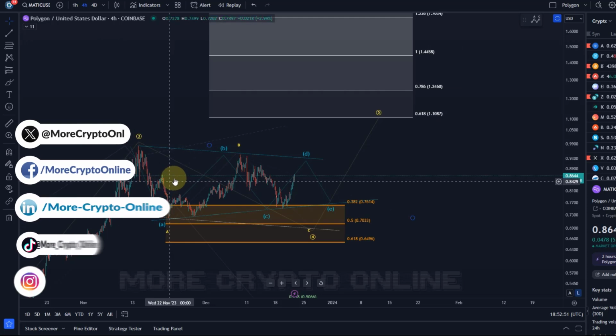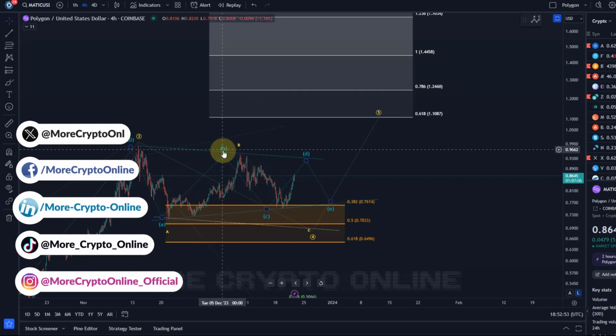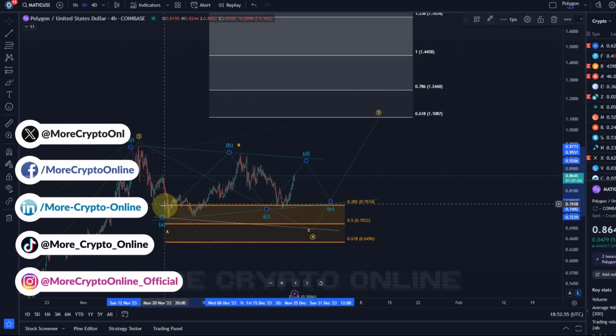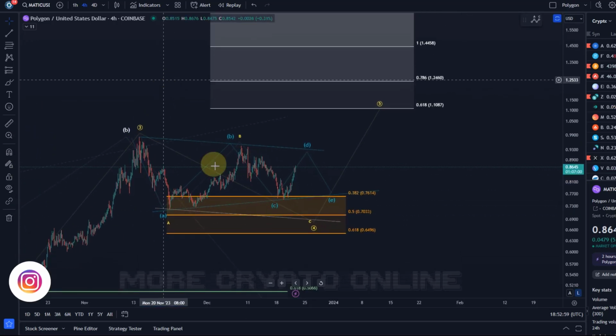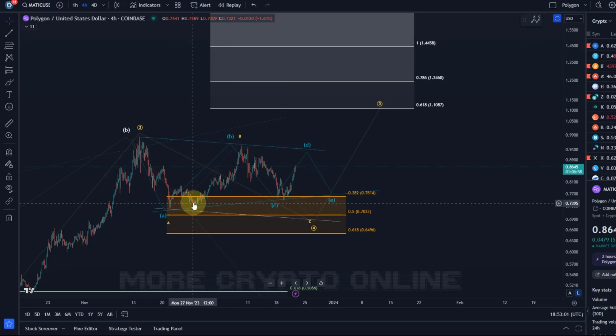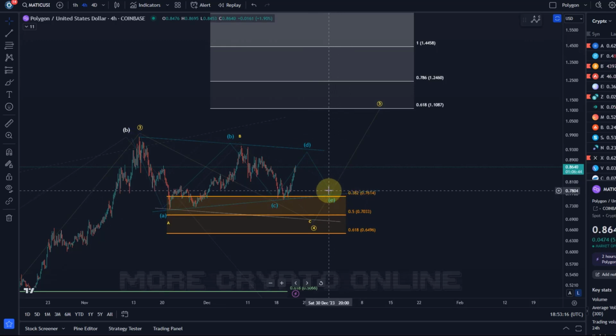MATIC currently follows nicely this triangle wave count, this triangle scenario I started to share with you yesterday. It reacted again to the support zone, and it had that triangle look. So again, it's still too early to confirm a triangle, but it really looks like one. So I'm tracking it, and it might just need one more higher low to complete this triangle. And if we then see down here another reaction to the upside, then this could start the move.